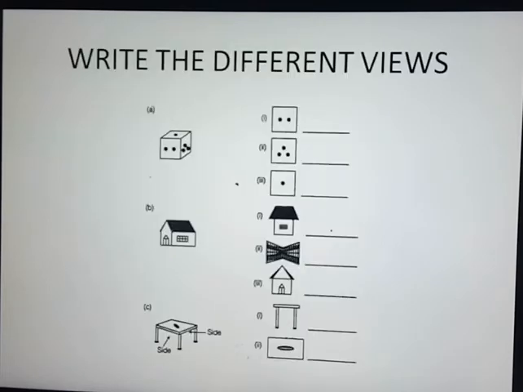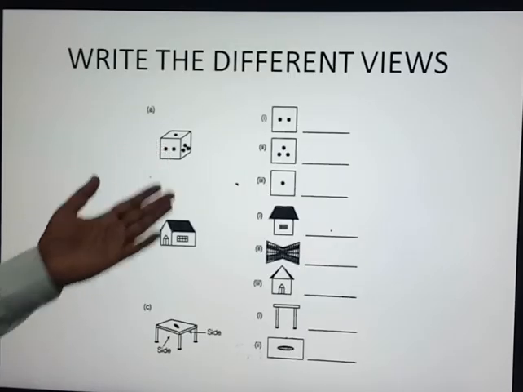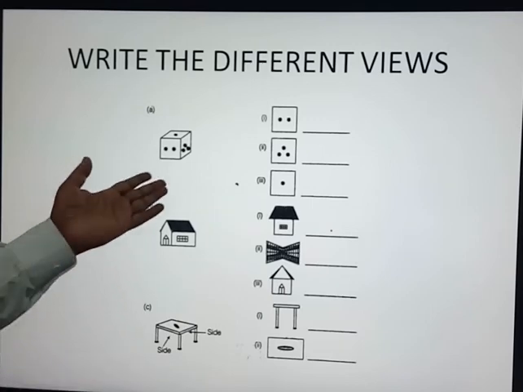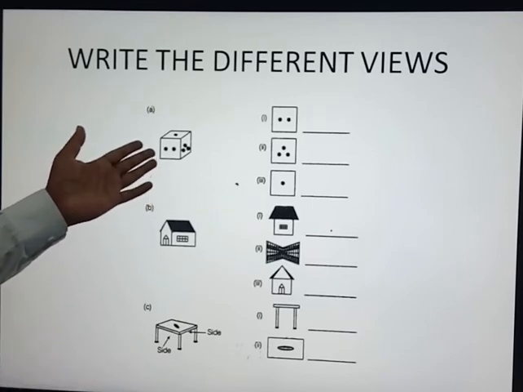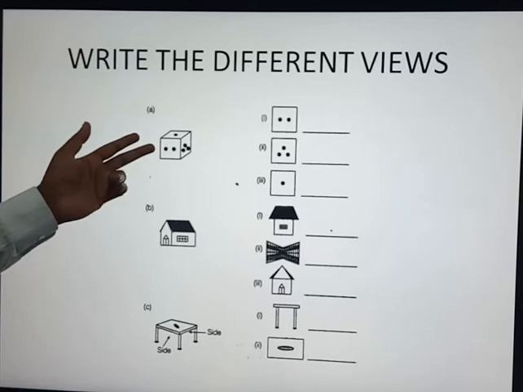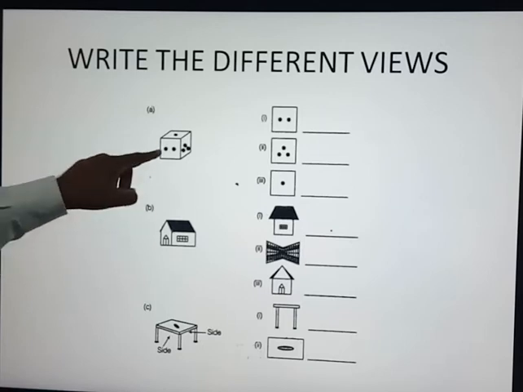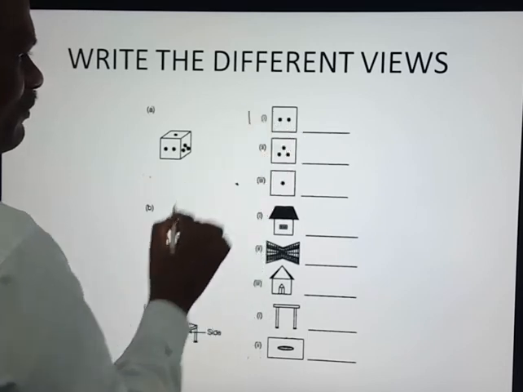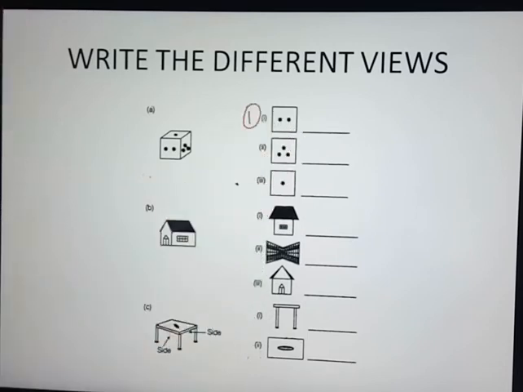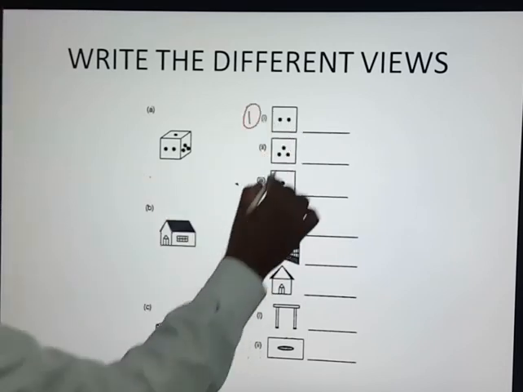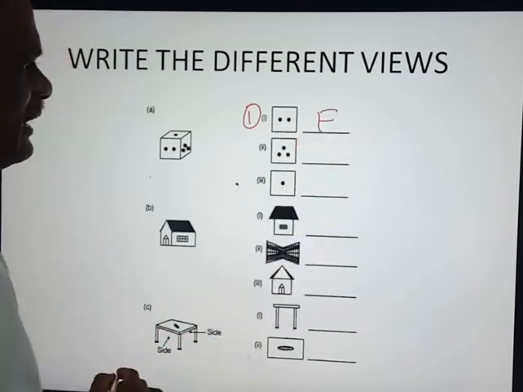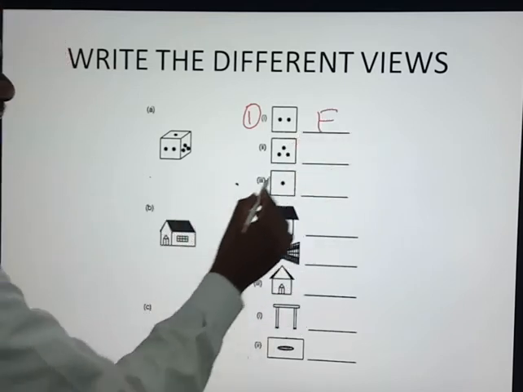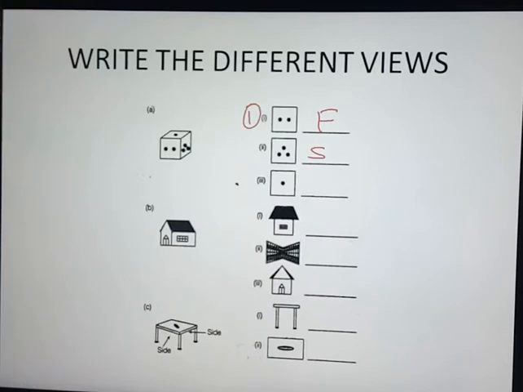We have some shapes here. A die. One die is taken. What is the shape? It's a cube. So what is the view? First one, this one: what is it, front view, top view or side view? This is front. Second one is side view.